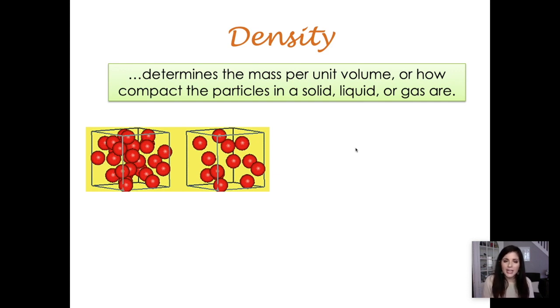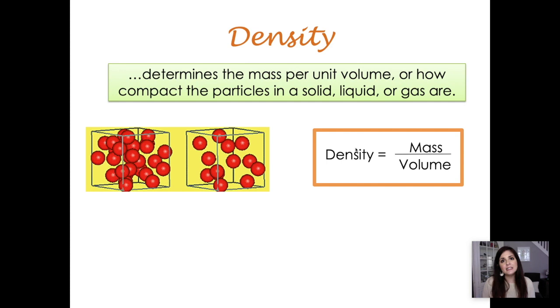And we can calculate how dense an object is by using the equation density is equal to mass divided by volume. And the mass you can usually find on a scale and is given to you in units of grams. And the volume is going to be given to you in units of milliliters or centimeters cubed. Now, those two units are interchangeable. So milliliters and centimeters cubed mean the exact same thing.